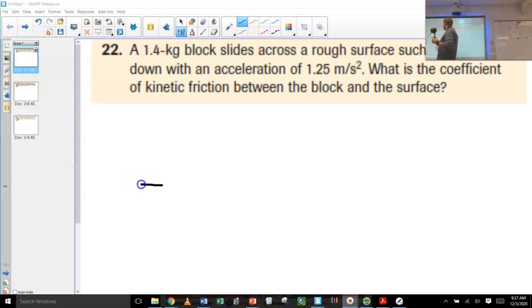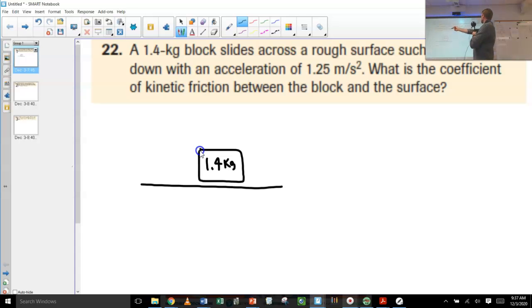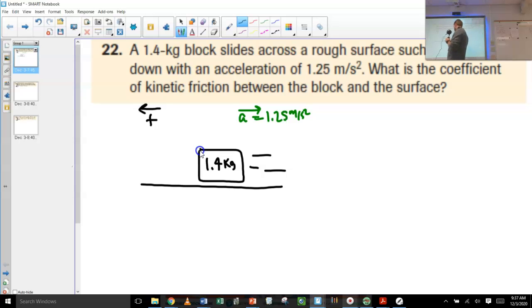Okay, a 1.4 kilogram block slides across a rough surface such that it slows down. So it's going to be accelerating this way at 1.25. I'm going to say that the positive direction is that way. I'm maybe going to put a couple lines to show it moving to the left, but it's slowing down. What is the coefficient of kinetic friction between the block and the surface? So this coefficient of kinetic friction equals question mark.